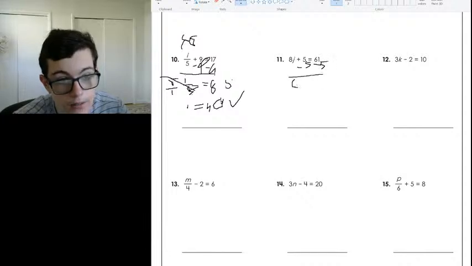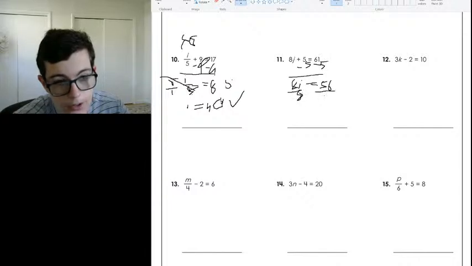Get 8j equaling 56. Dividing by 8 would be our inverse operation here. So we get j equaling 7.